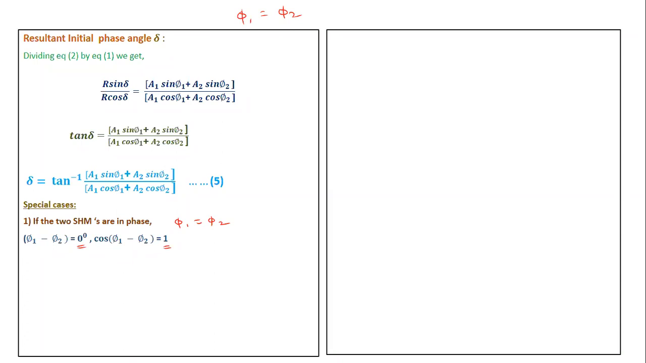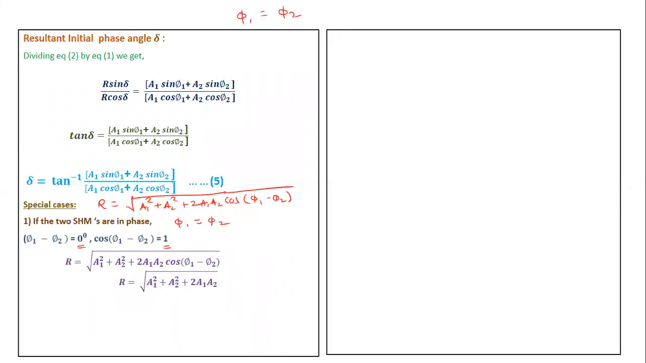Now let me substitute this in the formula of R. You know that R is equal to, under root, a1 square plus a2 square plus twice a1 a2 cos of phi 1 minus phi 2. In this equation we have to substitute. Okay. After substitution we get this formula. Under root a1 square plus a2 square plus twice a1 a2. Now this is the expansion of bracket a1 plus a2 bracket square.